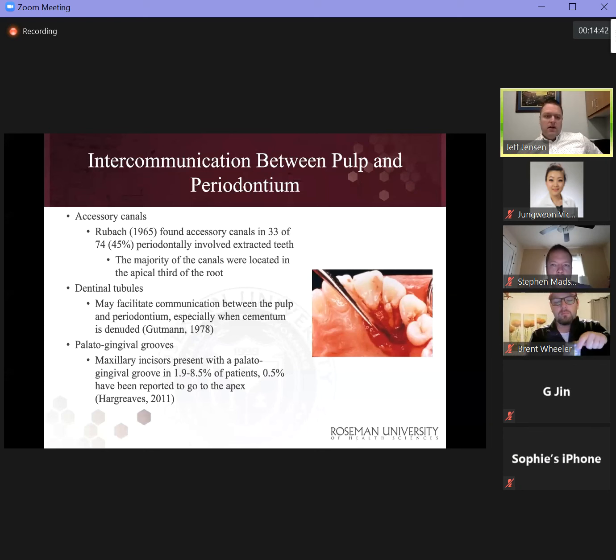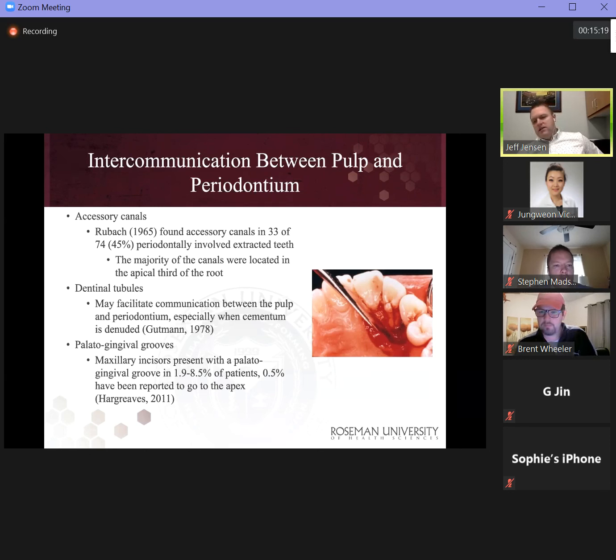But they're there again. Dentinal tubules, like we kind of talked about, you can get communication to the pulp and the periodontium, especially with sensitivity. Typically, we see this can happen even more when cementum is denuded. So if we root plane something and remove some of the cementum and expose some of those tubules, that can cause some interaction there. And then finally, you can see on the picture there an example of a palatal gingival groove.